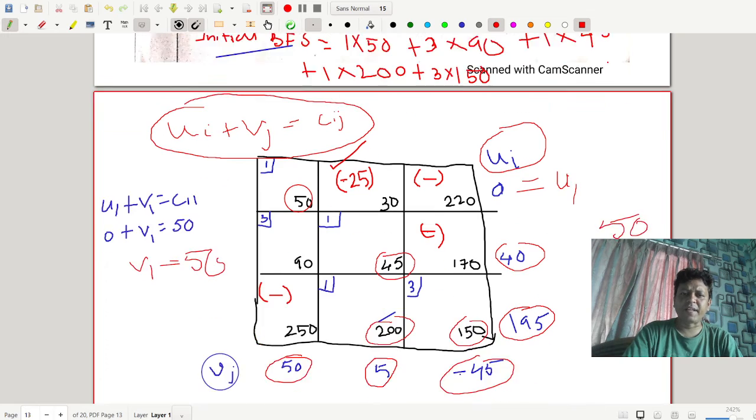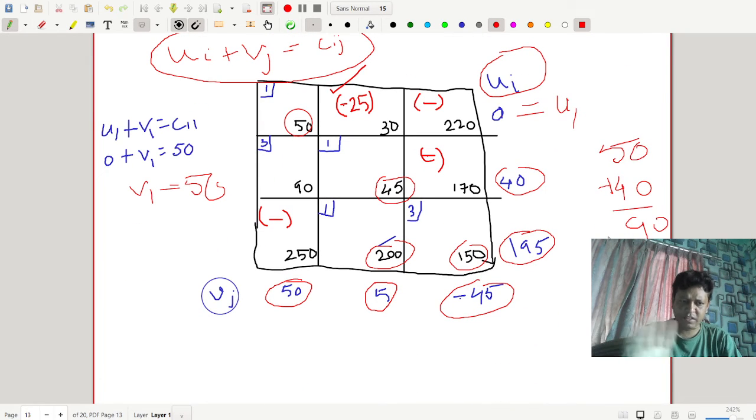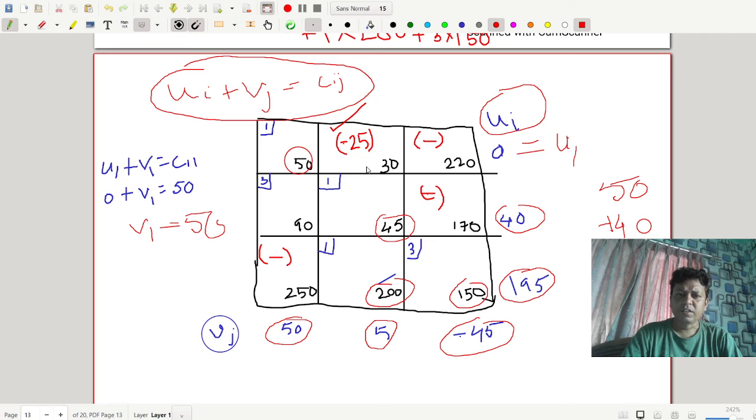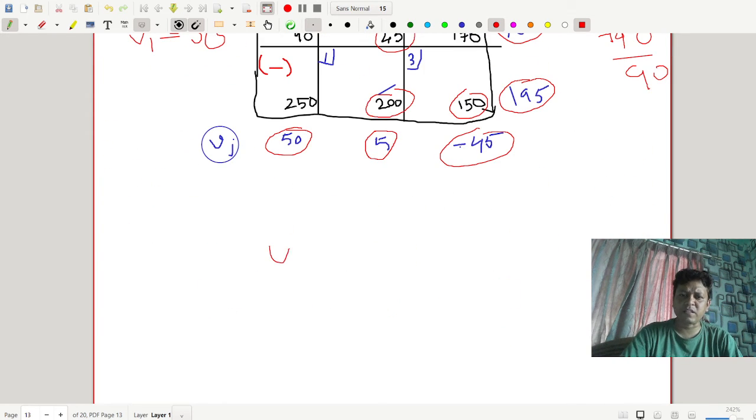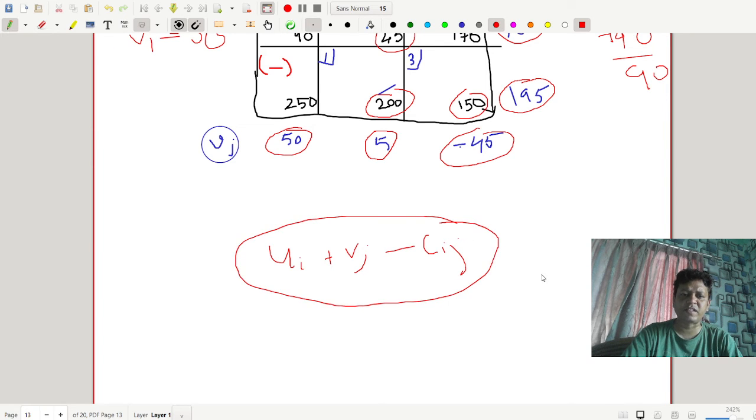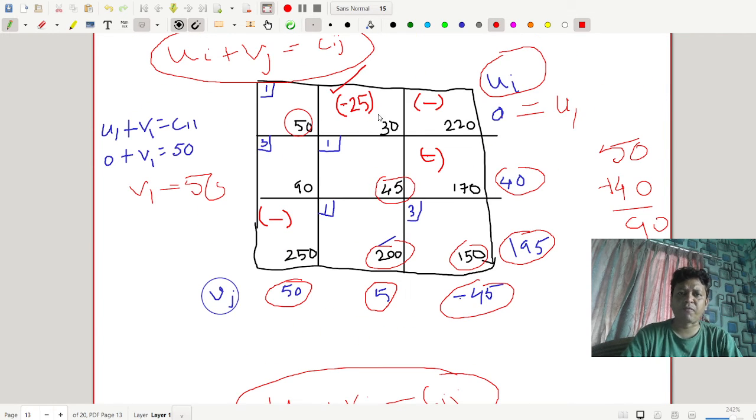Now I will calculate the non-basic cells. For non-basic cells, you have ui plus vj minus cij. So let's calculate. This is your non-basic cell, and this is your basic cell. Non-basic cell number 1, 2 is the non-basic cell.